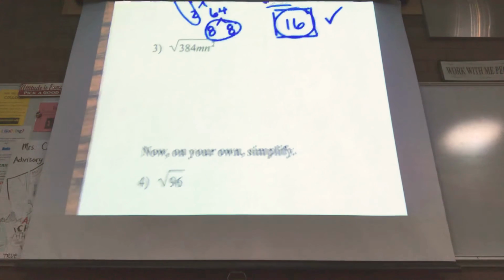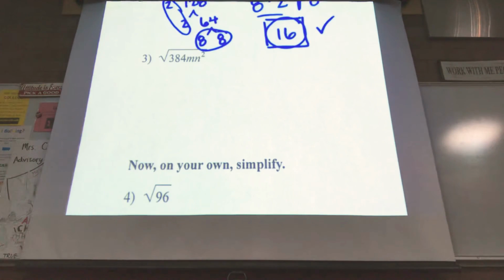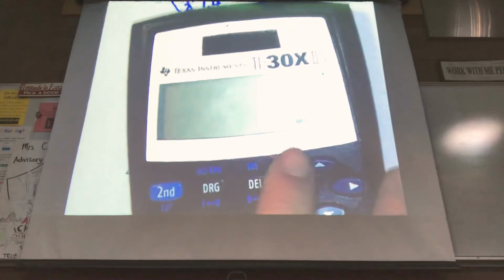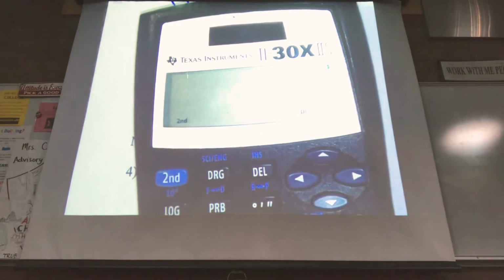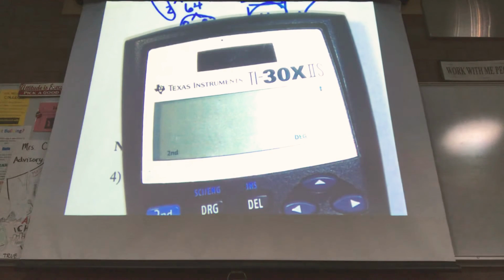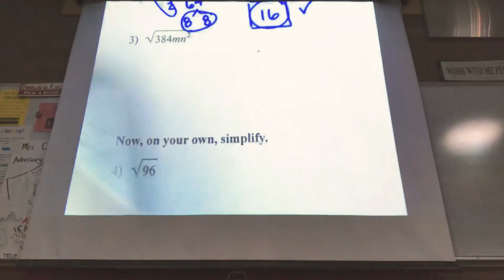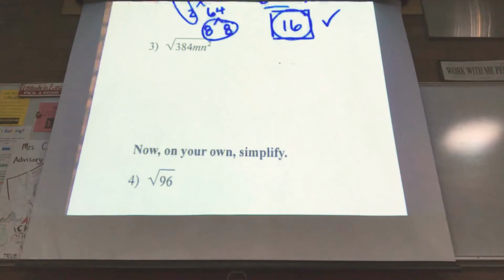Kind of a big number. We have more than one variable. We have an m and an n squared here. But let's start it the exact same way. On my calculator, just to check, I'm going to see if the square root of 384 is a perfect square. 384. Nope, it gives me a decimal. Definitely not a perfect square. So we're going to need to break it down.